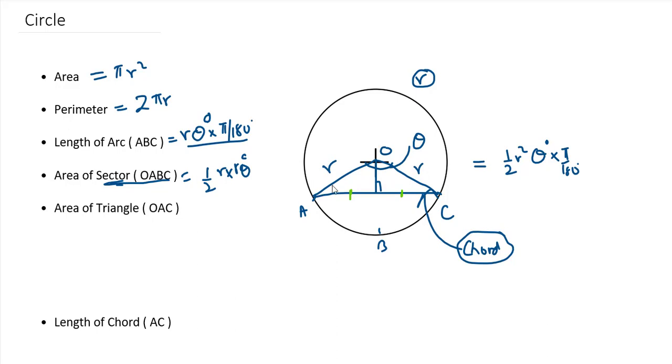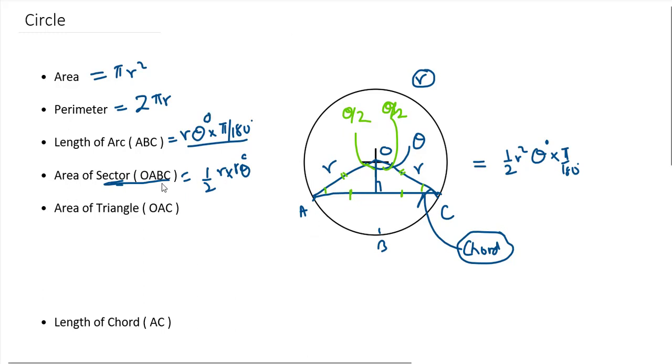Now if you notice this triangle AOC, it is an isosceles triangle because the lengths of these two sides are equal. This is radius, this is also radius. Hence this angle and this angle will also be equal. In addition to that, we know that at the point where the two equal sides of an isosceles triangle meet, if we draw a line perpendicular to the opposite side, then it will bisect the angle. So this angle will be theta by 2 and this angle will also be theta by 2.